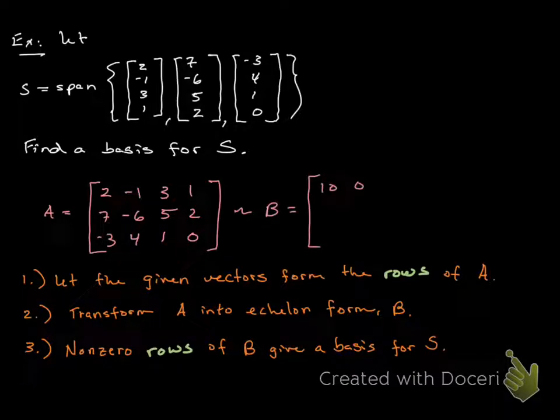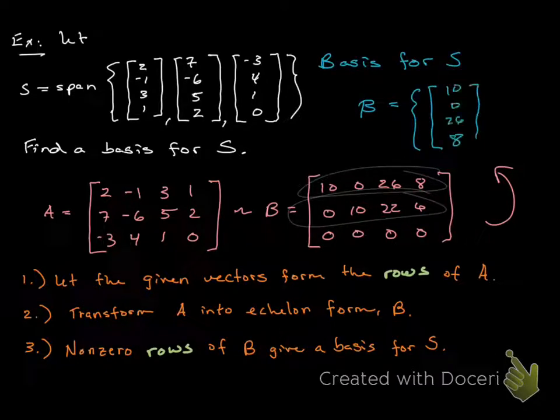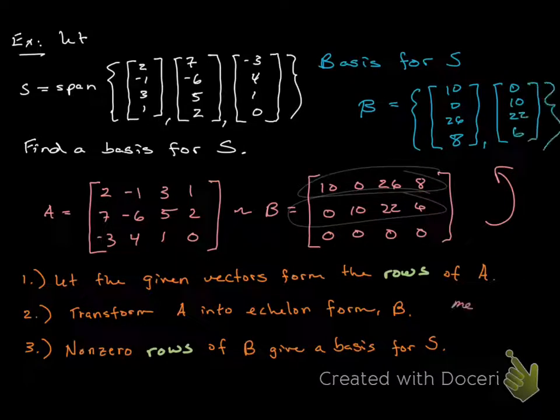I get the matrix B, which is (1, 0, 26, 8), (0, 1, 22, 6), and then a row of zeros there. The non-zero rows of B give a basis for S. So that's the first two rows of B right there. They will give me a basis for S. So my basis for S is really those two rows, and I just rewrite them as column vectors. That's the first way, basically, we see to find a basis.